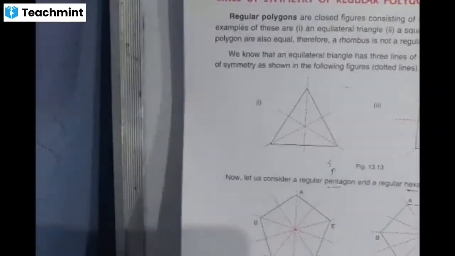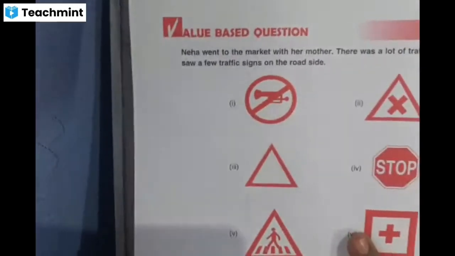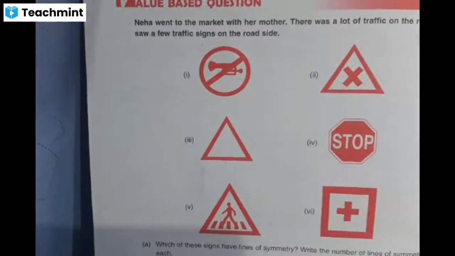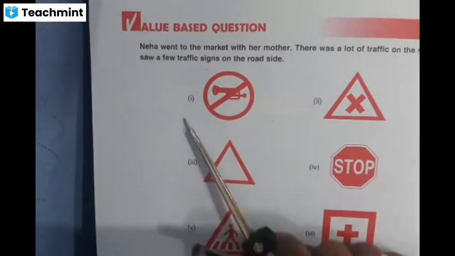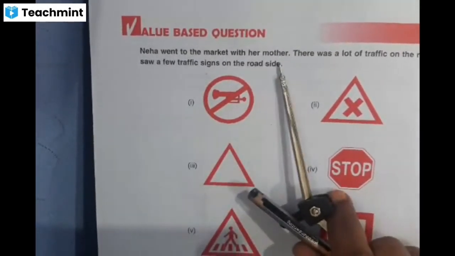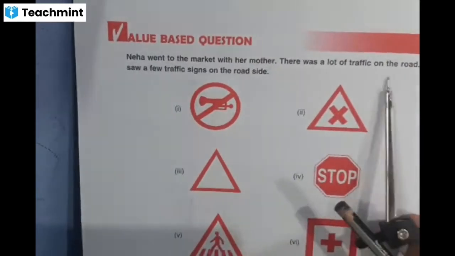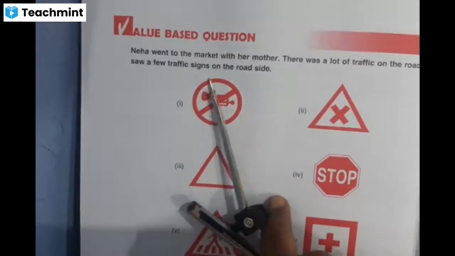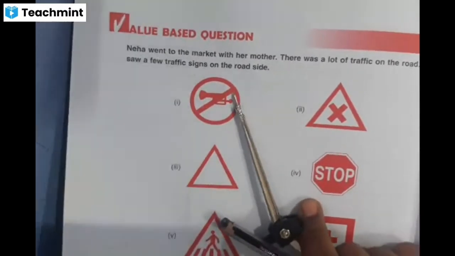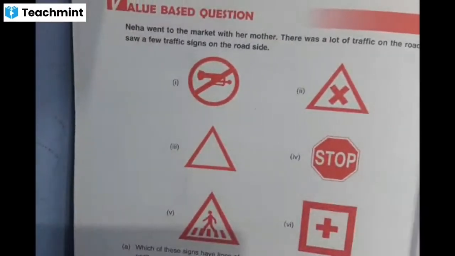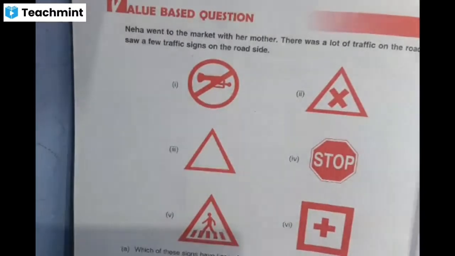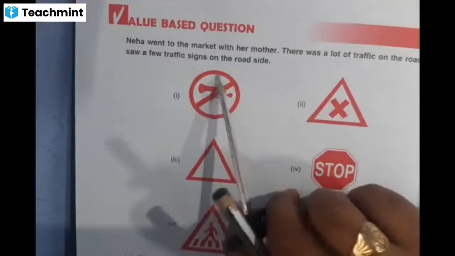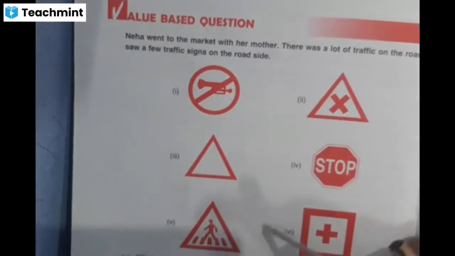Next is the value-based question. Here, let me read the value-based question, children. Neha went to the market with her mother. There was a lot of traffic on the road. Neha saw a few traffic signs on the roadside. Here in our class, we have Neha, isn't it? So, this is not that Neha. This is another Neha. She went to the market with her mother.